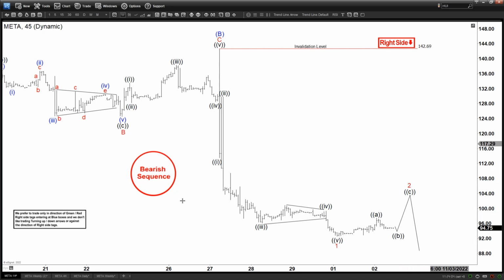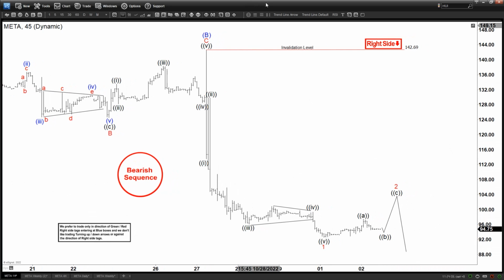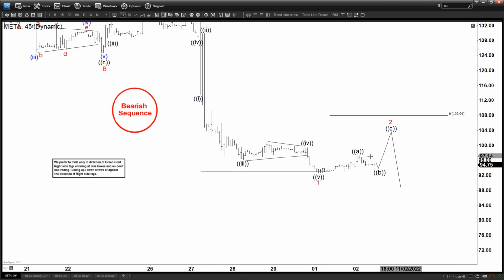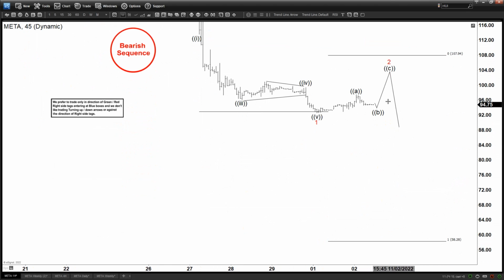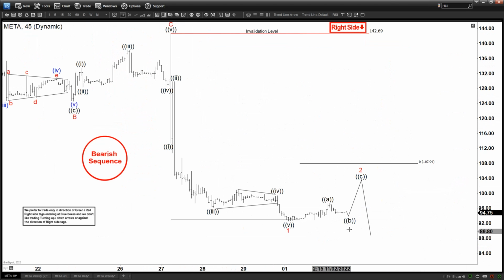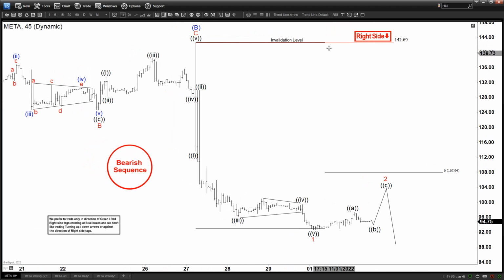So I think if we are looking at the shorter cycle, then we simply look for extension lower from the P here to the 1, and when the P is finished, we are going to be projecting the downside, and let's say look at the 100% extension after the rally is complete. Okay, so that's the idea here for Meta, right?